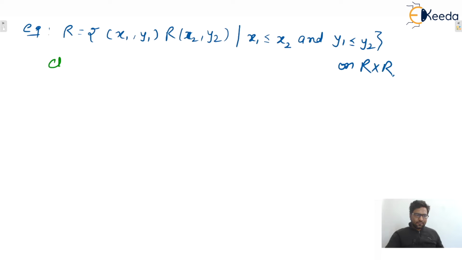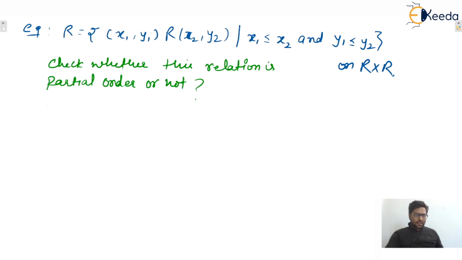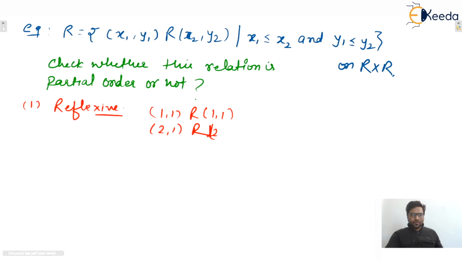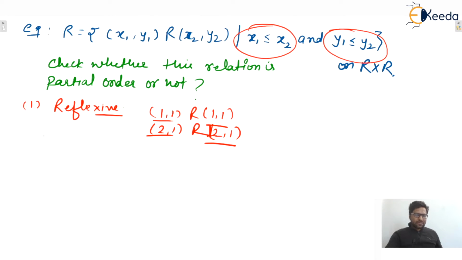Check whether this relation is partial order or not. First we'll see whether it is reflexive or not. Here (1,1) will be related with (1,1). Similarly, (2,1) will be related with (2,1). So every ordered pair will be related with itself because both conditions will be satisfied. Yes or no? So yes, hence it is reflexive. Next one, you tell me whether it is antisymmetric or not.